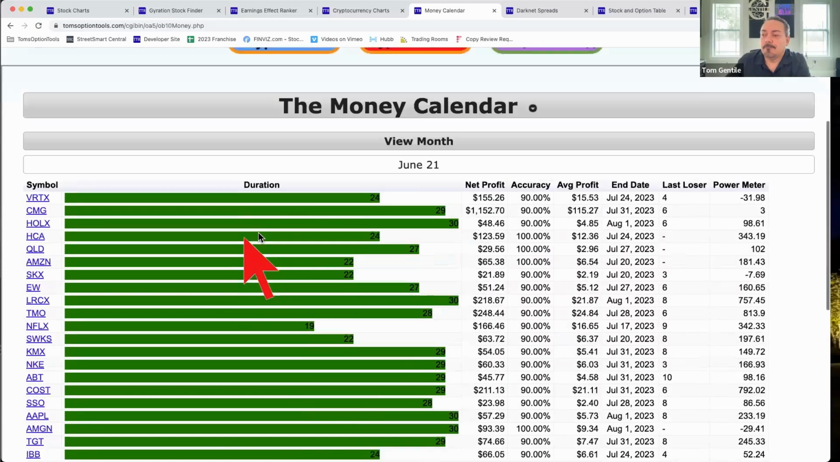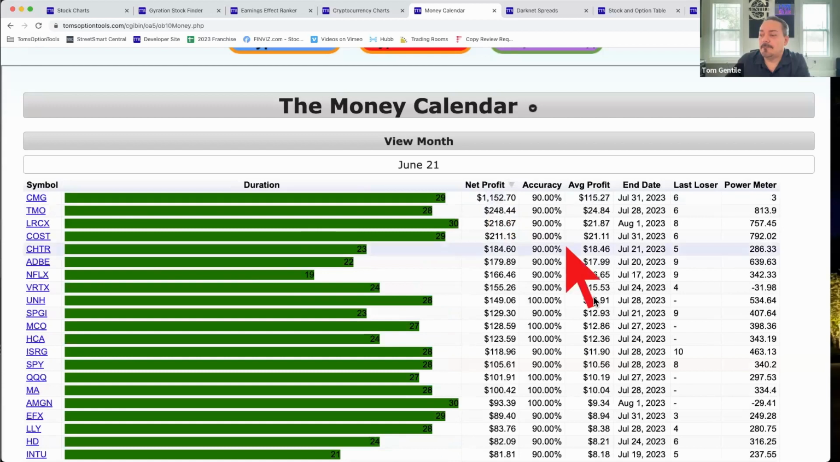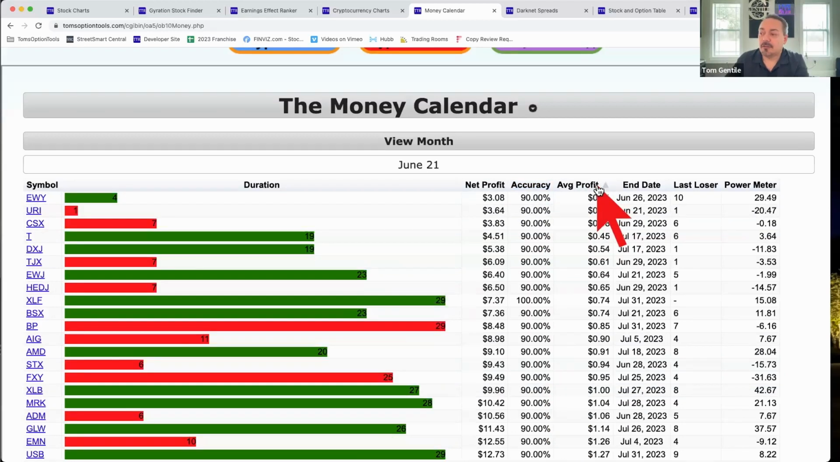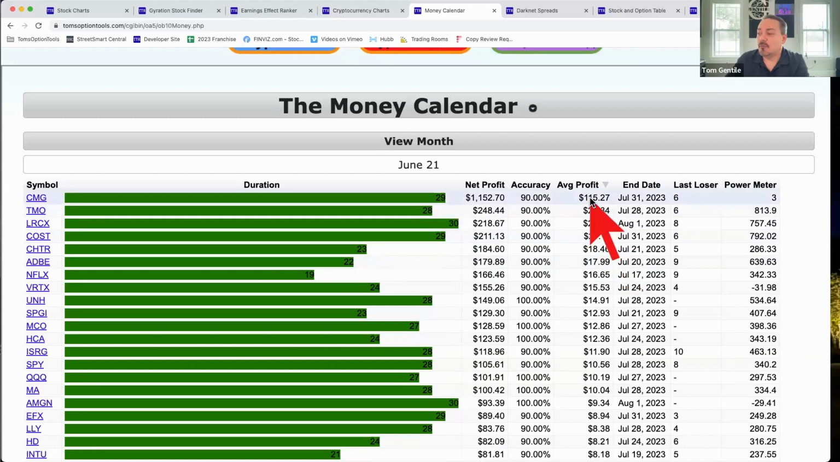Now, I've got other columns here. I've got net profit. So if I rank by net profit, I see Chipotle Mexican Grill comes up at the top. There's TMO, Lam Research, Costco. These are all net profit over the entire scan. I've got accuracy ratings. How well has the pattern performed in the last 10 years? I've got stuff on here that's 100% accurate, 10 for 10, and a lot of it, by the way. Average profit per event, and here's CMG once again.